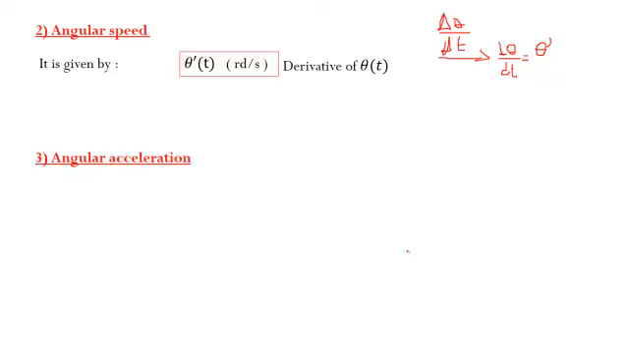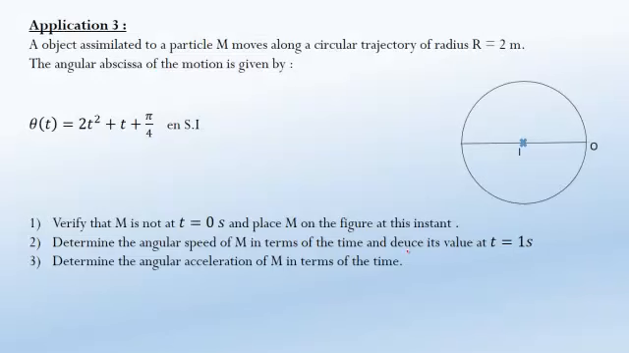Same thing if you want to talk about the angular acceleration: it's the variation of the speed with respect to time, and for a very small variation we'll have d theta prime over dt, and this is what we call theta double prime. Its unit is radian per second squared. Here it's in radian per second. So this is for the angular speed and angular acceleration.